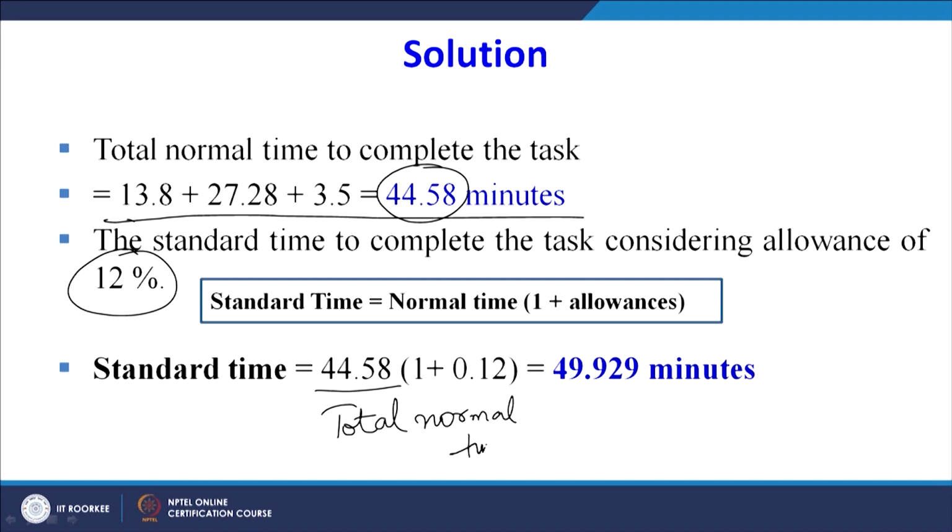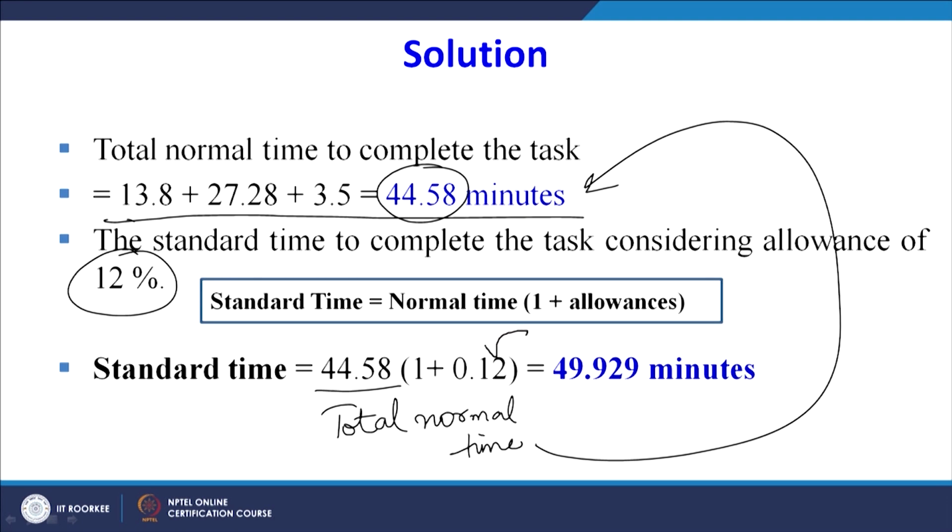1 plus 0.12. These are the allowances which are already given in the problem. So we calculate the standard time for doing the task. So in this way we can very easily establish a standard time for performing the task.